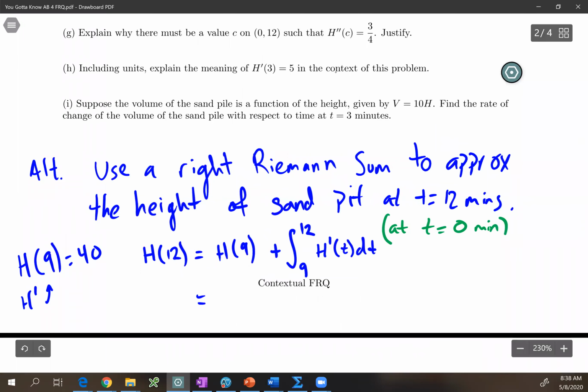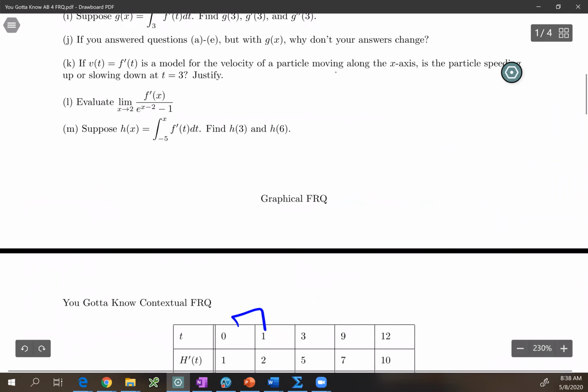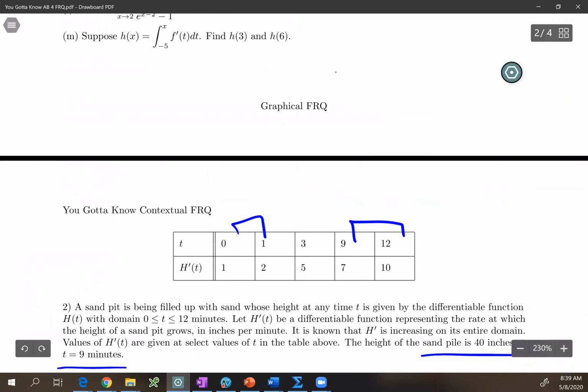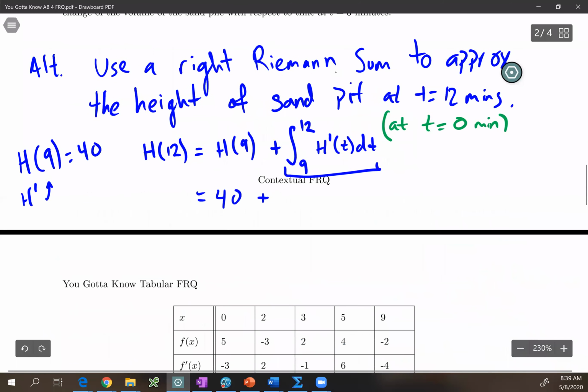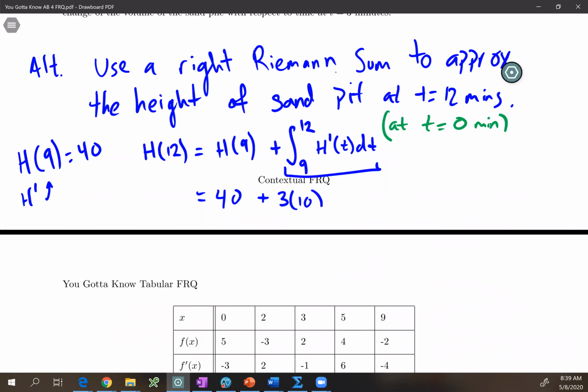So this would become 40 plus, and now we do the right Riemann sum. In this case, between 9 and 12 there's only 1 point. So it'd be 3 for our width, and our right side would be 10. And don't just write 30, make sure you're showing that 3 times 10 shows them you understand a Riemann sum. And so that would become 70.